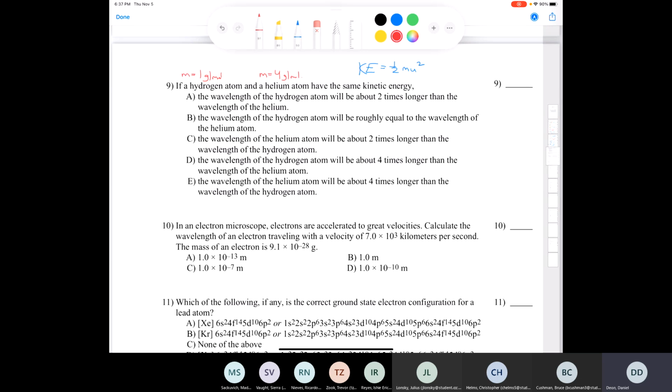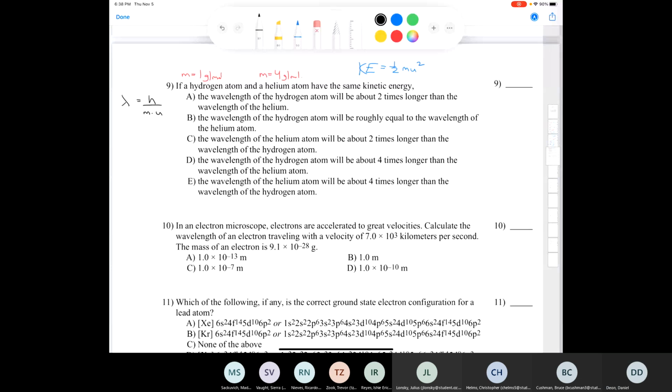So if these two atoms have the same kinetic energy, what's the relationship of their wavelengths going to be? You see that wavelength comes up in all of these. Well, I don't really have a lot of space to solve here, but we know the de Broglie wavelength of something really small or something really big is given as such, that lambda is equal to Planck's constant over the mass times the velocity, or root mean square speed.